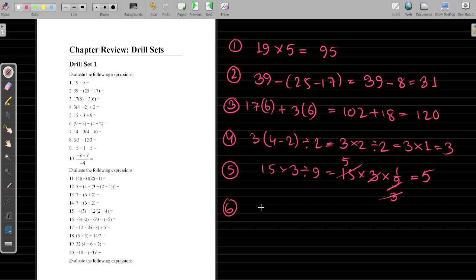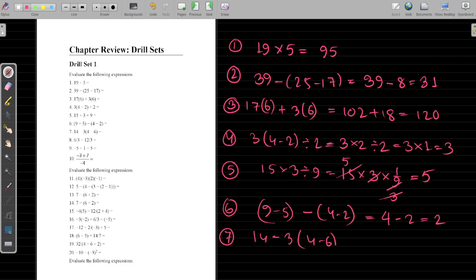Then number 6 will be 9 minus 5 minus 4 minus 2. Here my answer, sorry, 9 minus 5 means 4, right? So 9 minus 5 means 4, minus 4 minus 2 means 2. So this one is 2. Then number 7 will be 14 minus 3 multiplied by minus 2, that's why 14 plus 6, 20.